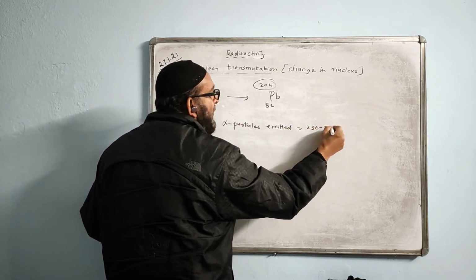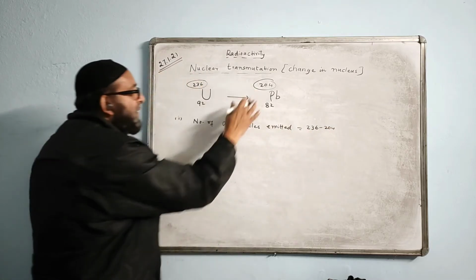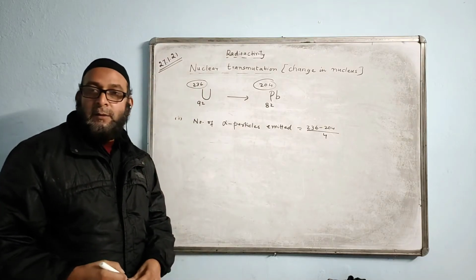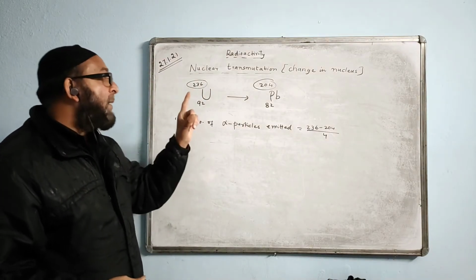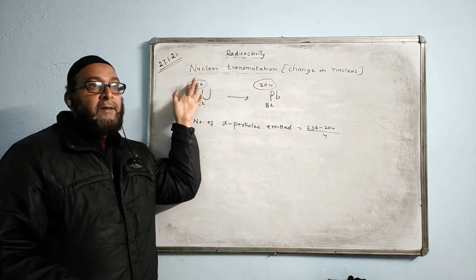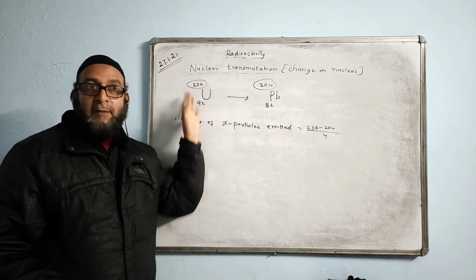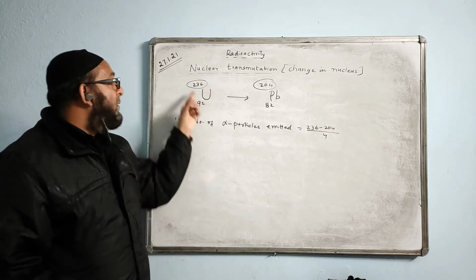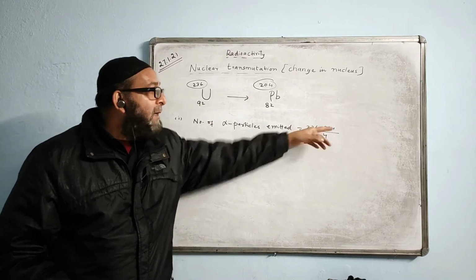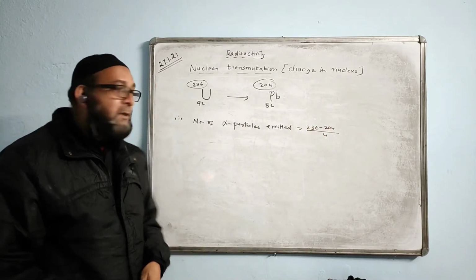236 minus 204. Whatever difference you get, you divide that difference by 4. You get the number of alpha particles. Because we know when one alpha particle is emitted, this number decreases by 4. Two alpha particles will decrease this value by 8. Three will decrease by 12. So like that. By how much is this value decreasing? That is what you have to subtract, and you will come to know how much is the decrease.